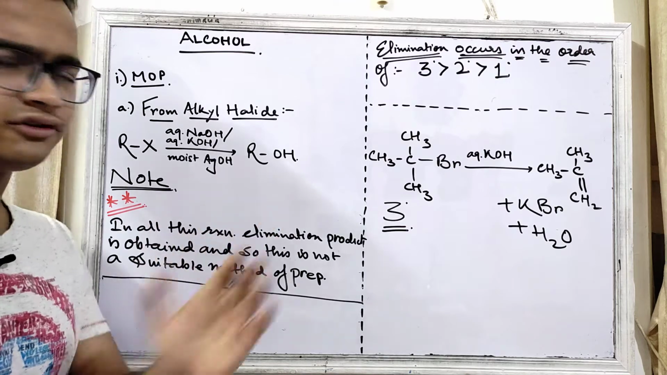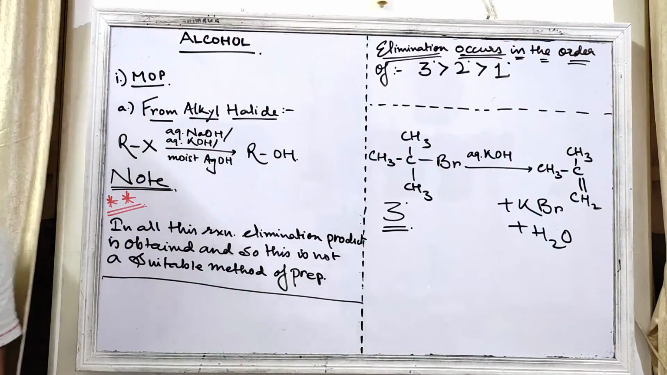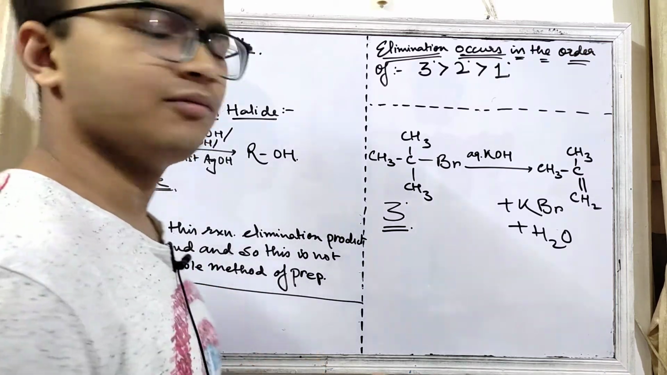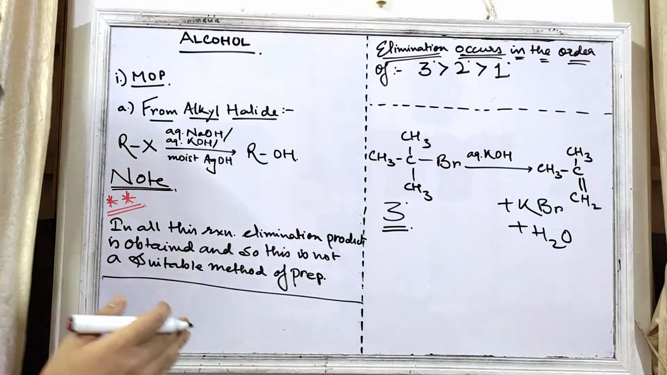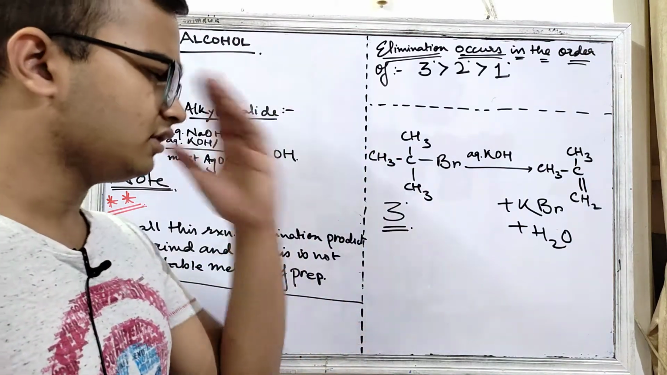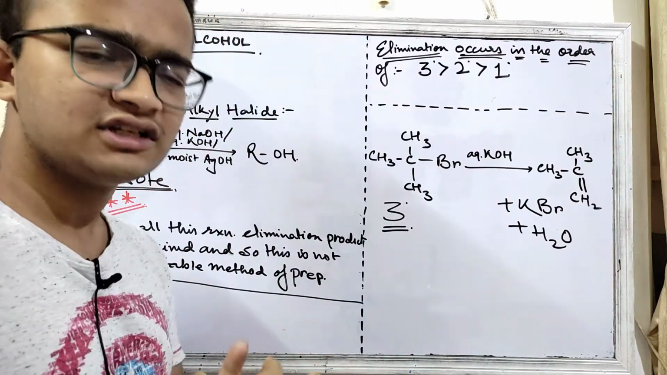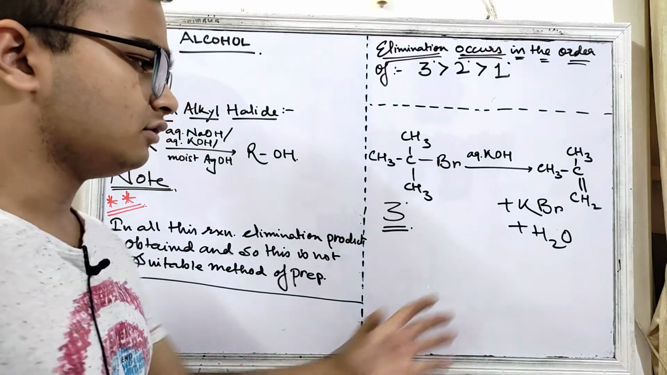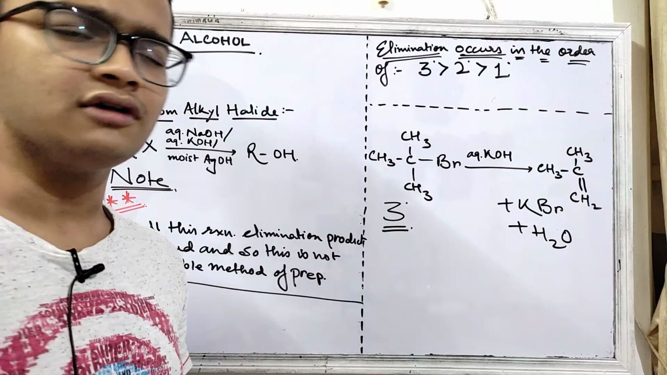Now if the alkyl halide is 2 degree, both the products are formed: the alkene is formed and also the alcohol is formed. But since a mixture of products is obtained, it is difficult to separate them. So we usually do not use this method for the preparation of alcohol.